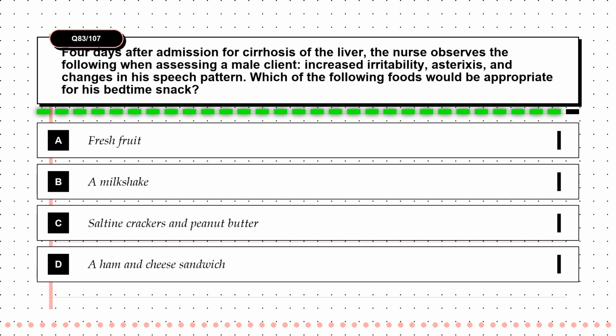Question 83. 4 days after admission for cirrhosis of the liver, the nurse observes the following when assessing a male client: increased irritability, asterixis, and changes in his speech pattern. Which of the following foods would be appropriate for his bedtime snack? Here are the options. Option A, fresh fruit. Option B, a milkshake. Option C, saltine crackers and peanut butter. Option D, a ham and cheese sandwich.